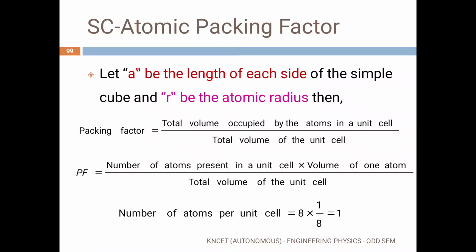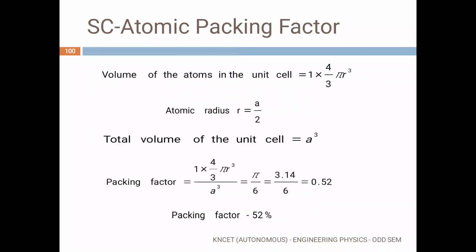The next parameter is atomic packing factor. It is defined as the ratio between the volume occupied by the total number of atoms per unit cell to the total volume of the unit cell, small v divided by capital V. In simple cubic, the number of atoms per unit cell is 1. Then the volume of one atom is 4/3 πr³. In that we can replace the radius by a/2. So the volume occupied by the total number of atoms per unit cell is given by 1 into 4/3 π (a/2)³.